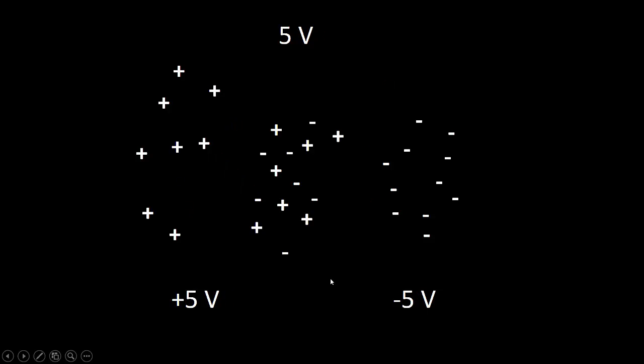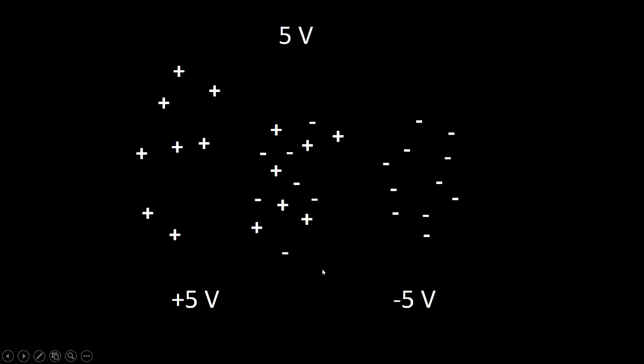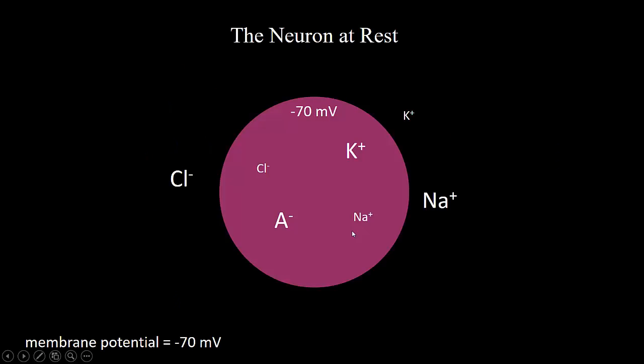If we decrease that separation, that's called a depolarization. And we do that by reducing the separation of charge by letting ions move. So here we are, back at rest again. Cell is just hanging out, doing nothing.